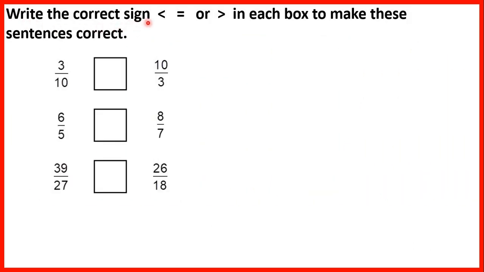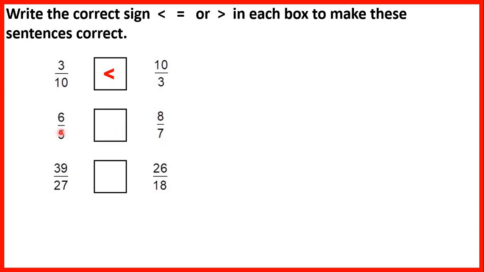Write the correct sign, less than, equal to, or greater than, in each box to make these sentences correct. So first, we have 3/10 and 10/3. Now 10/3 is an improper fraction because it has a larger numerator than denominator, and improper fractions are always greater than 1 whole. So we know straight away that 10/3 will be greater than 3/10 because 3/10 is less than 1 whole. So now we have 6/5 and 8/7.